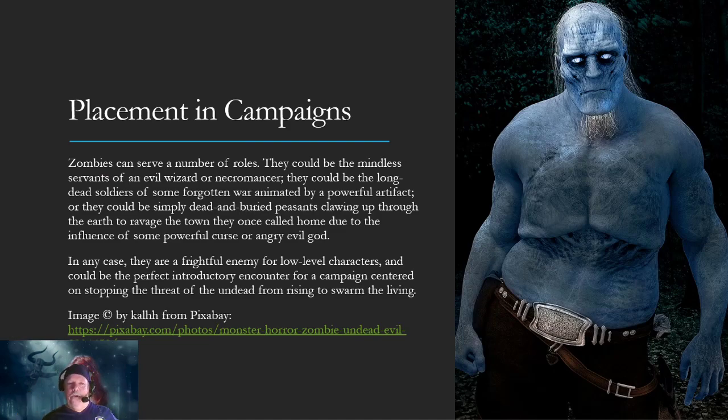So now, how could you use zombies in campaigns? They can be the mindless service of an evil wizard or necromancer, be the long dead soldiers of some forgotten war animated by a powerful artifact, or simply dead and buried peasants clawing their way up through the graveyard of the church to ravage the town they once called home because of some powerful curse or an angry evil god. They're a frightful enemy for low-level characters, especially if you send a swarm of them at them. And we already said, a perfect introductory encounter for a campaign centered on stopping the threat of the undead.